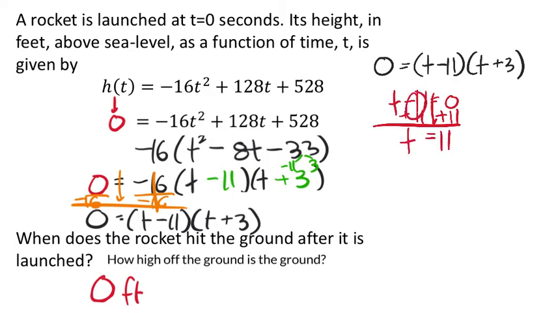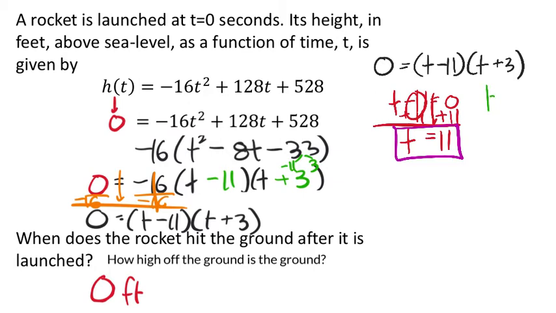Okay, so I'm going to go back to the original equation and check. That was negative 16 times 11 squared, plus 128 times 11, plus 528, enter. I got 0. So this one checks off, right? T equals 11. Oh, that's good.